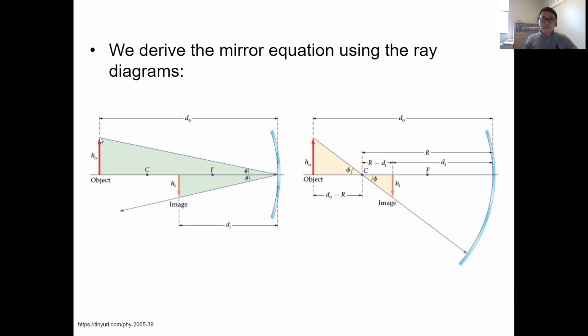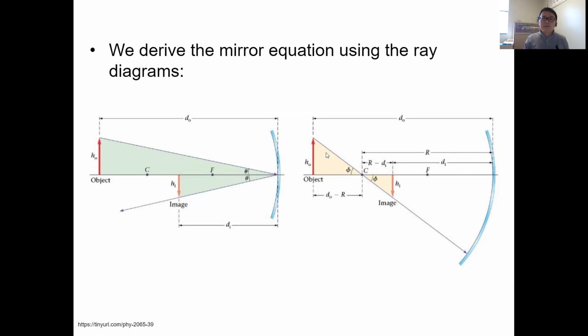So in this case, we'll pick a ray, any ray, not necessarily one of the three, but any ray. Let's pick this ray from the top of the object to hit the center of the mirror. So it gets reflected back, and your image will be some point over there. This angle is theta, and this should be the same because the law of reflection says so.